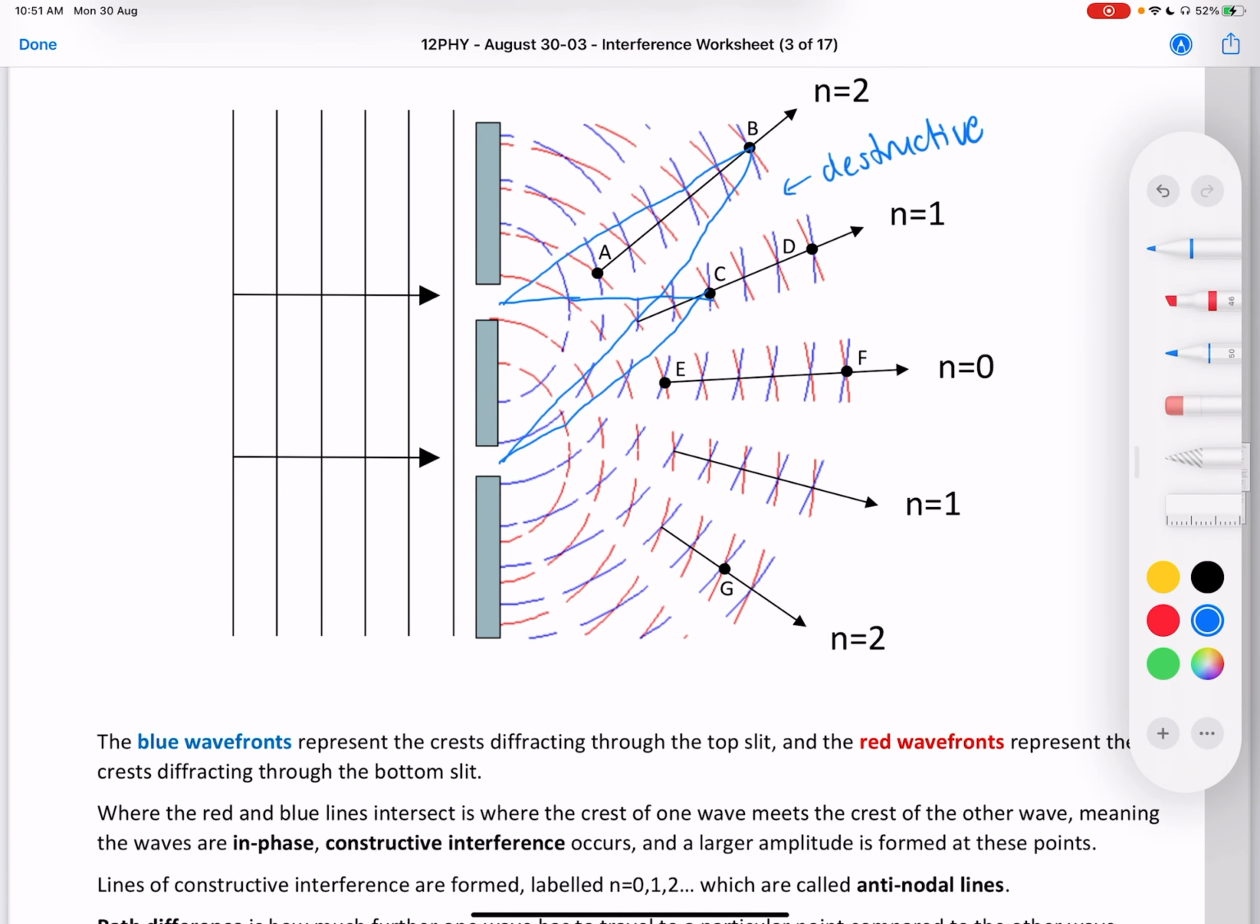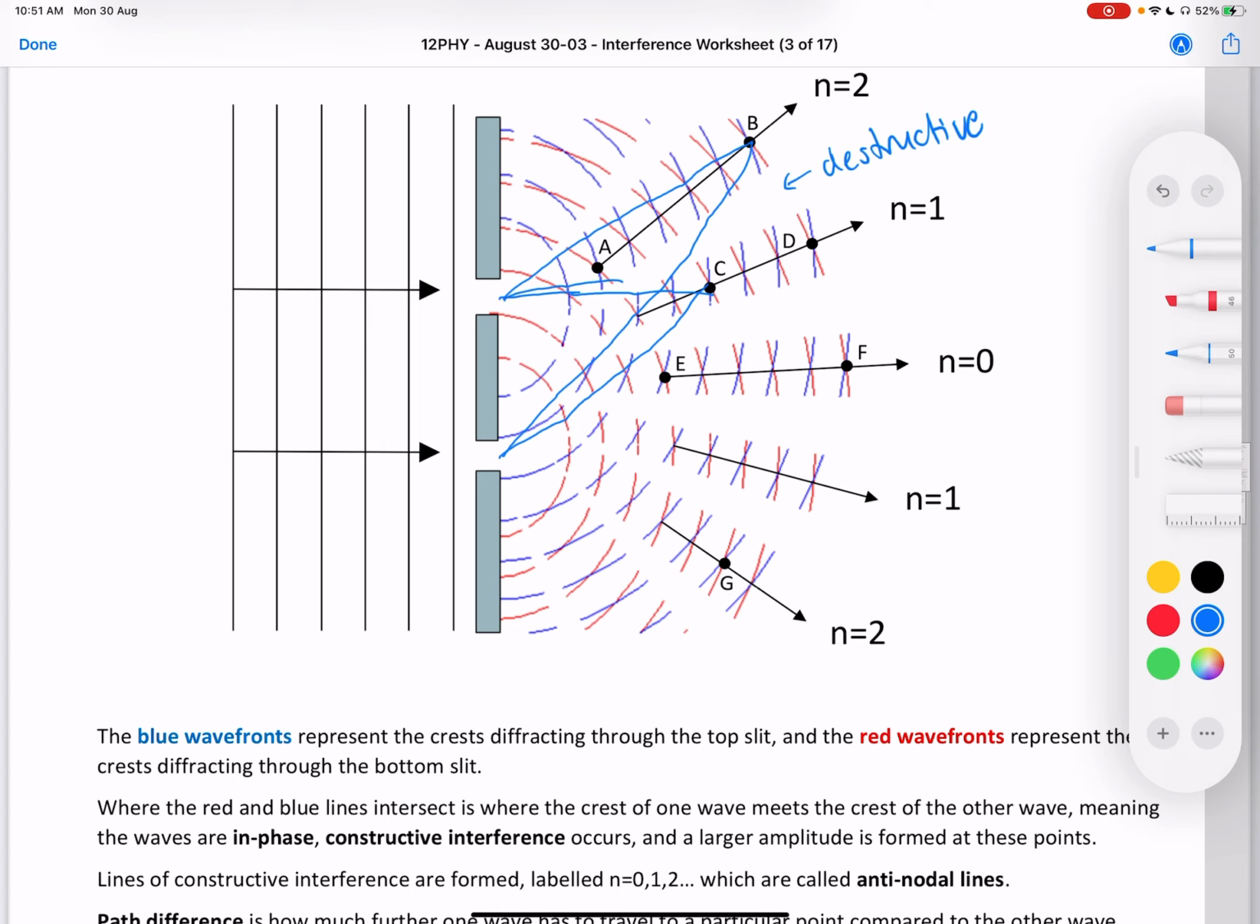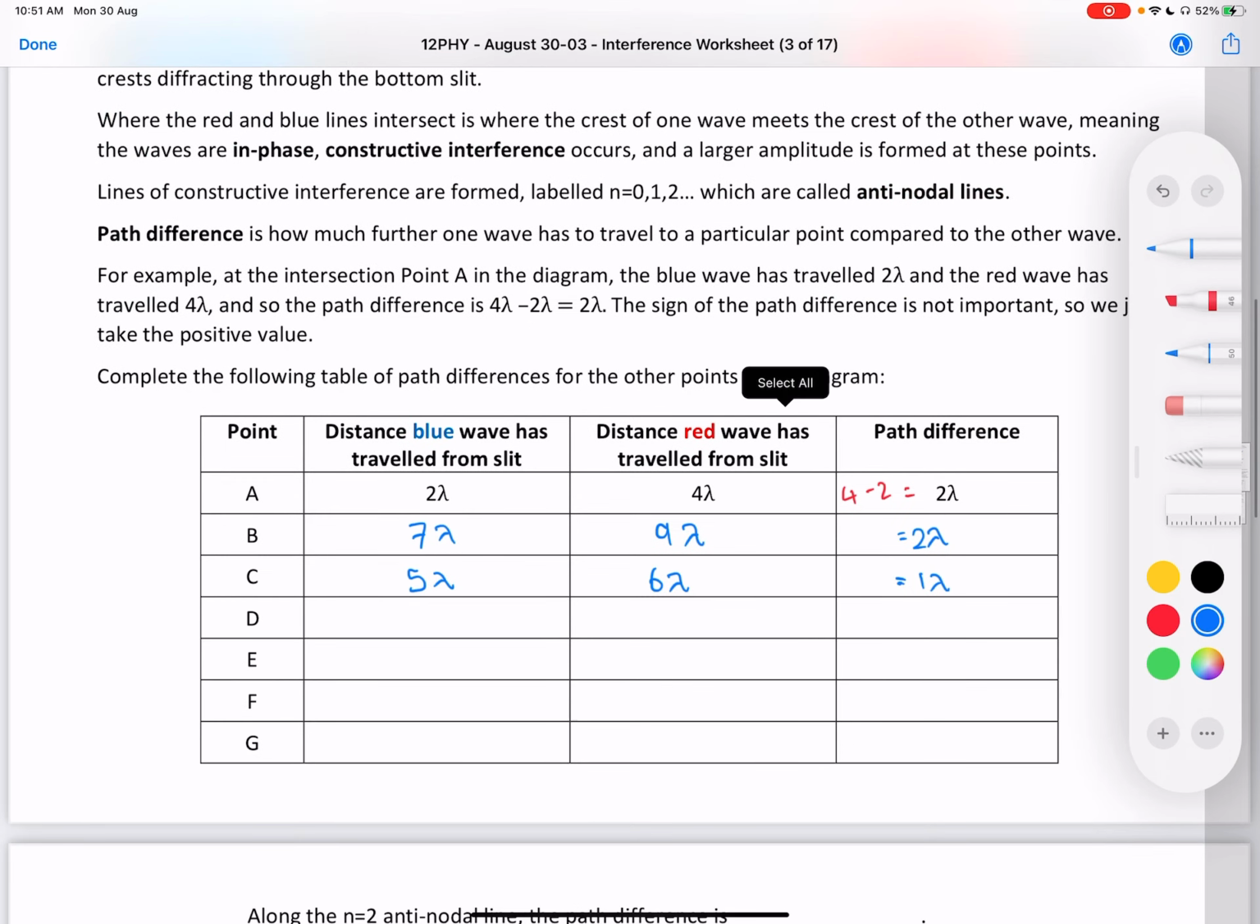D. 1, 2, 3, 4, 5, 6, 7, 8. And 1, 2, 3, 4, 5, 6, 7, 8, 9. Great.